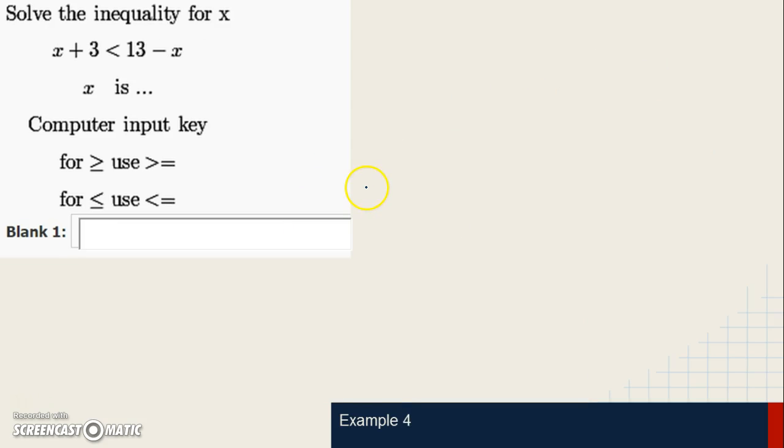Example number 4. x plus 13 is less than 13 minus x. Since I have nothing to simplify, my next step is to choose which my variable side is. Since a positive x is larger than a negative x, this is going to be my variable side. This is my number side.